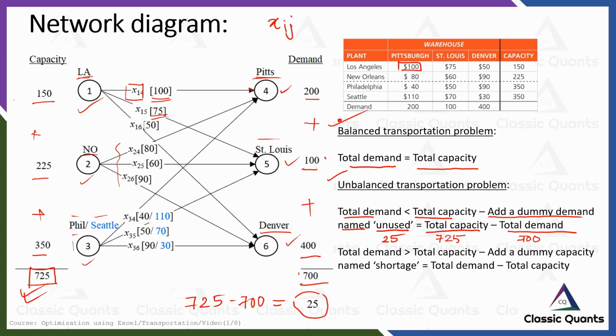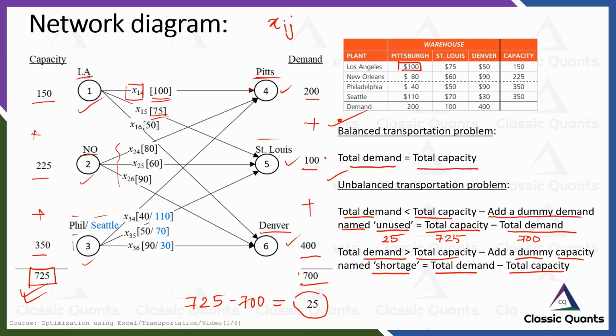We will see it. And what is the other situation? The other situation is total demand is greater than total capacity. Then in that case also you will add a dummy capacity center and call it shortage, and which will be the difference between total demand and total capacity.